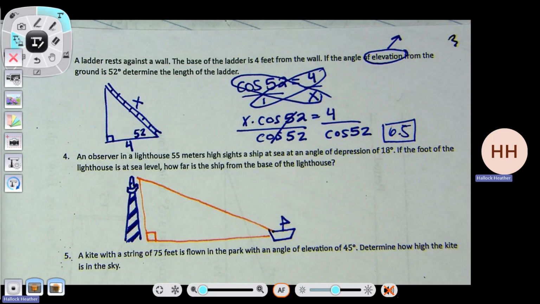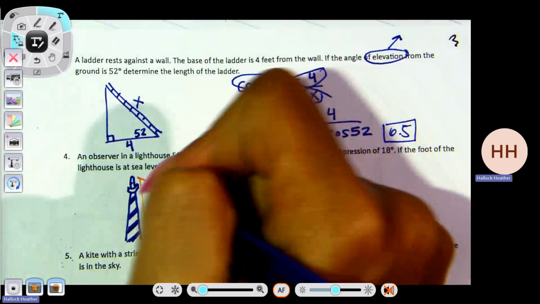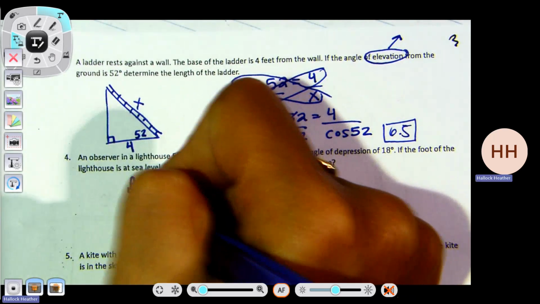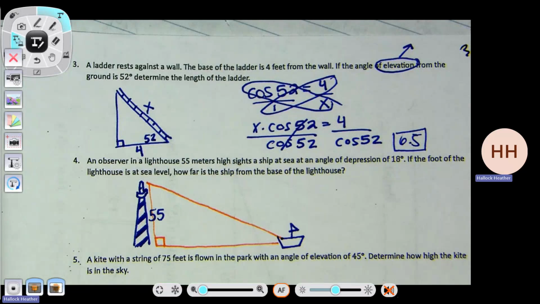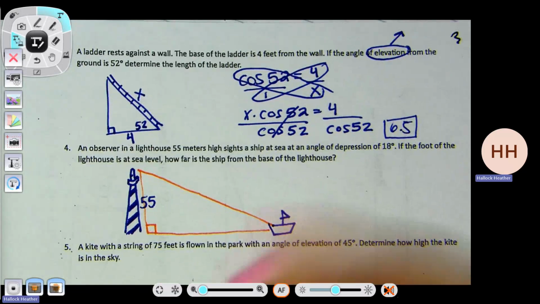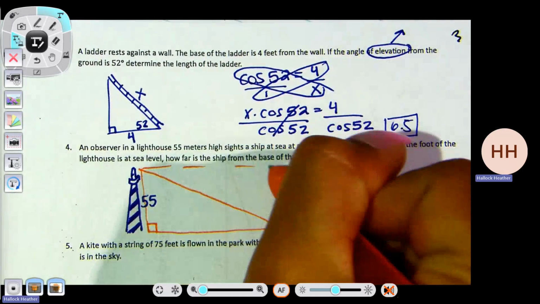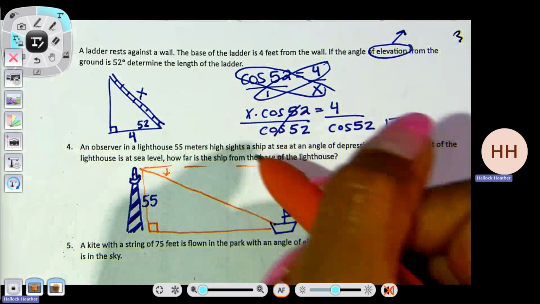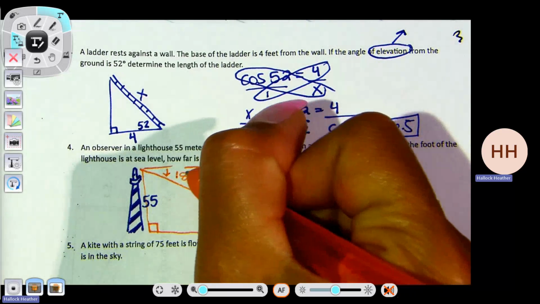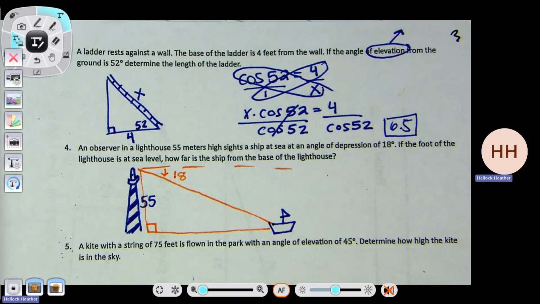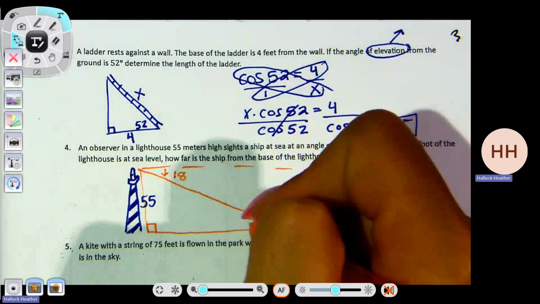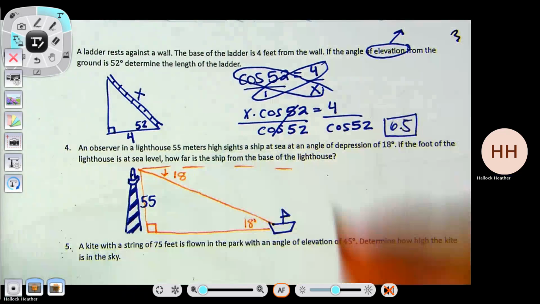Okay, so where does the 55 go on my picture? It goes on the height, the height of the lighthouse, so 55 is here. And then it says an angle of depression is 18. So this is like the weirdo where you're technically looking straight. The depression's on the outside, so it does not go on the inside top corner. It moves because of alternate interior angles, so it's going to move down here.